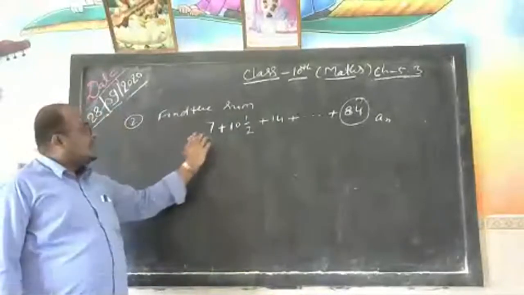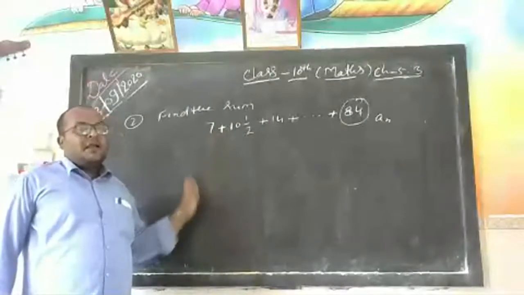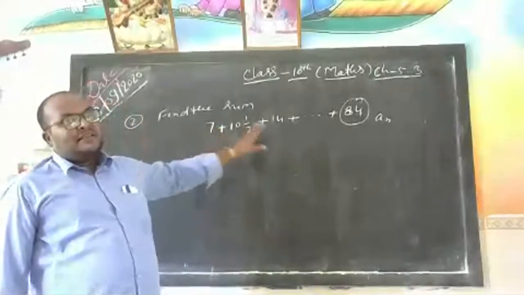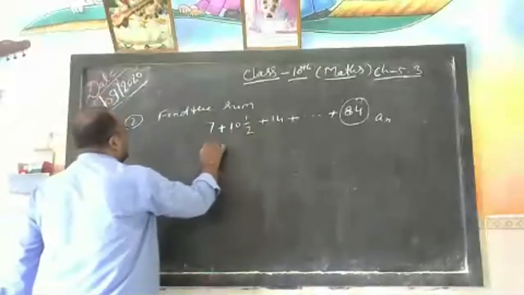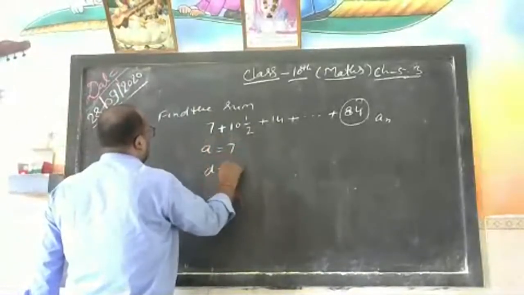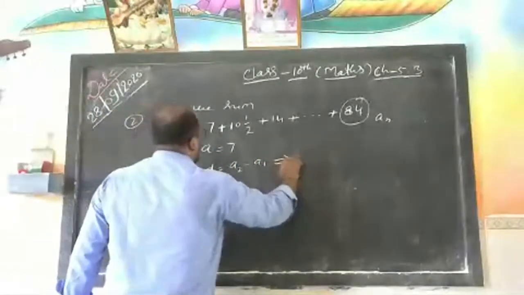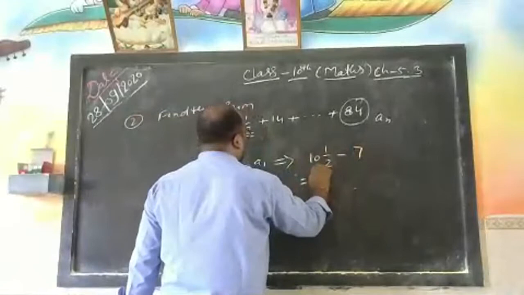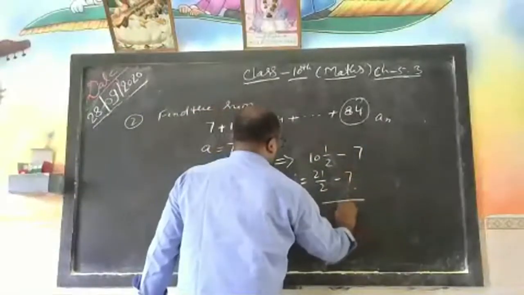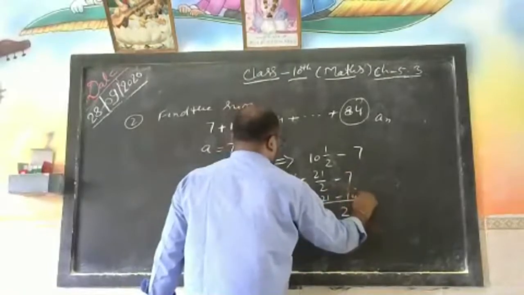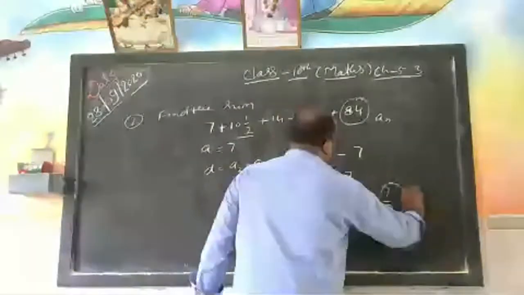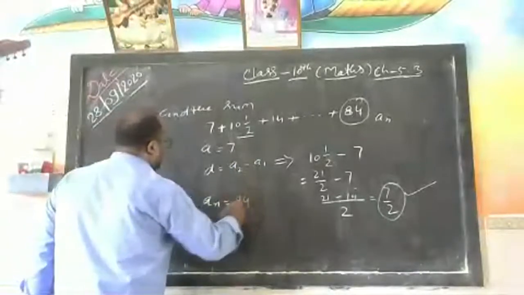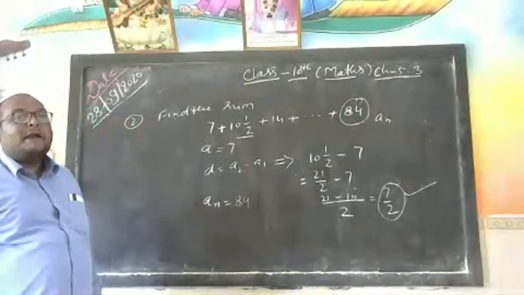The simple thing is to just try to count, or use the formula and find the value of n, which means how many total terms this AP contains. So in this situation you have a is equal to 7. Now d is equal to a2 minus a1. So this implies d is 10 and a half minus 7. The last term is given here, 84.